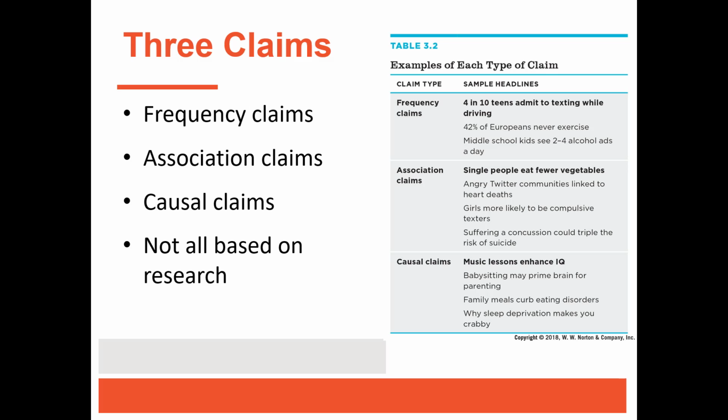The first are frequency claims, or an observation on how often a variable occurs. The second are association claims, or an argument on how 2 variables are related with one another. The third is a causal claim. These are often the most difficult to make and describe when one variable causes another variable. You can see some examples of each type of claim on the right side of the screen.